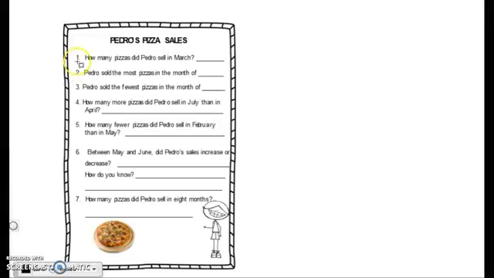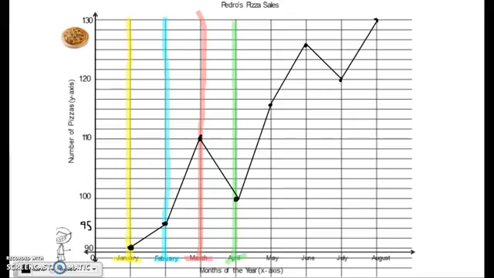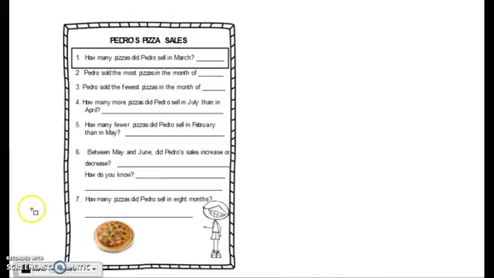So our first question, how many pizzas did Pedro sell in March? Now we could always go back to the data cards, but we'll use the graph for this. Here's March. There's the data point. That's at 110. So the answer is 110. Okay?